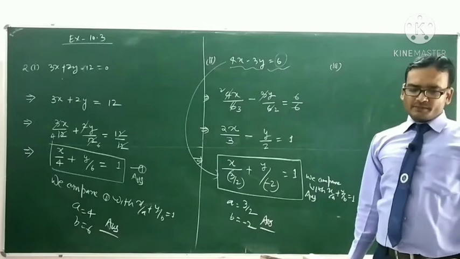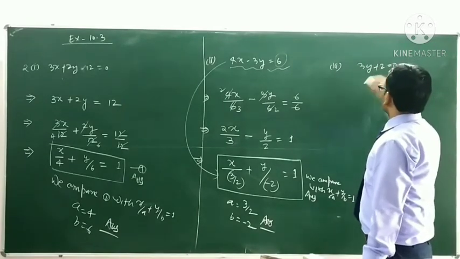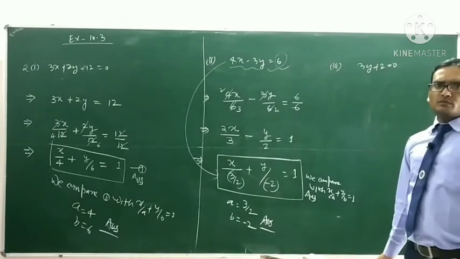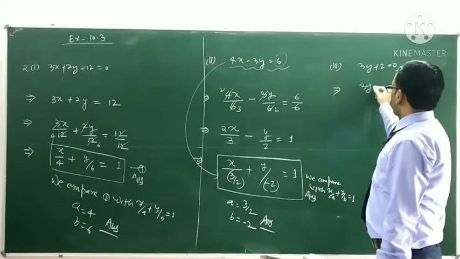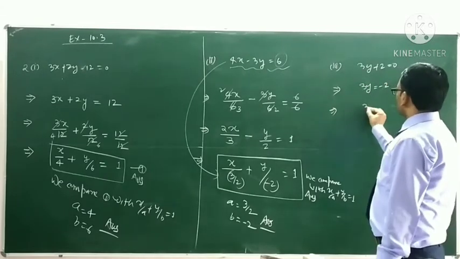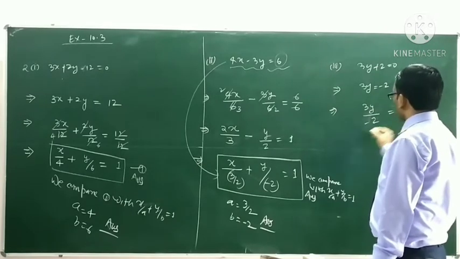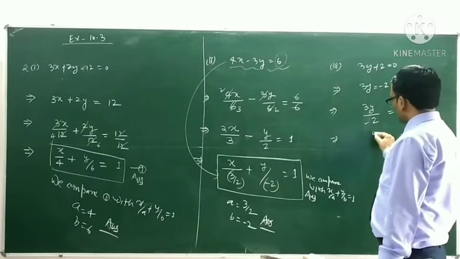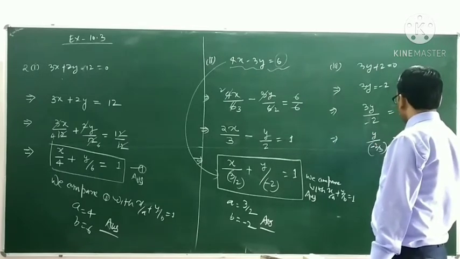Third part is 3y plus 2 is equal to 0. This equation is also written as 3y equal to minus 2. This implies that 3y by minus 2 is equal to 1. This implies that y by minus 2 by 3 is equal to 1.